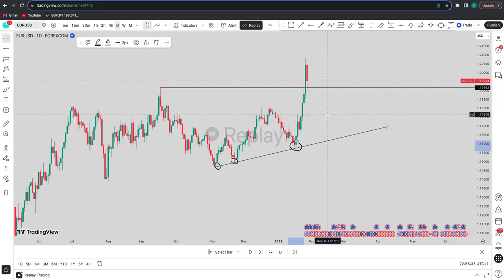Drawing too many lines is one of the mistakes that a lot of traders make while drawing trend line. If your chart looks messy with too many trend lines, you will confuse yourself. So what I will advise on that part is keeping it clean. Keep your chart as clean as possible.